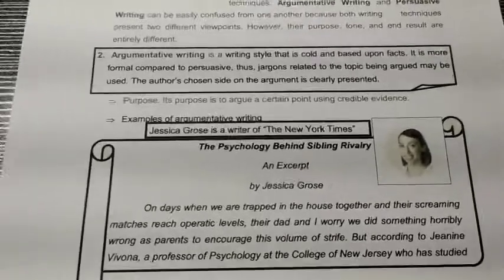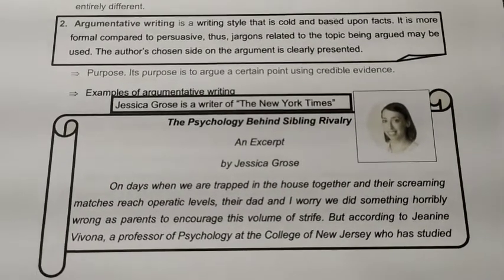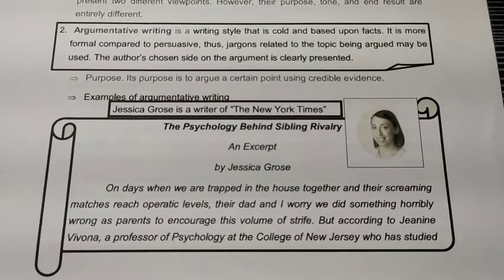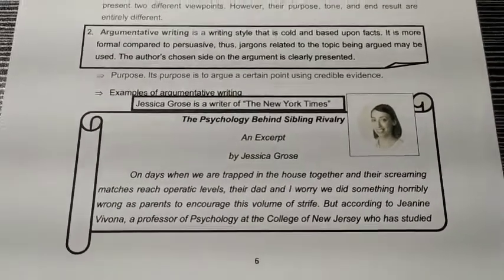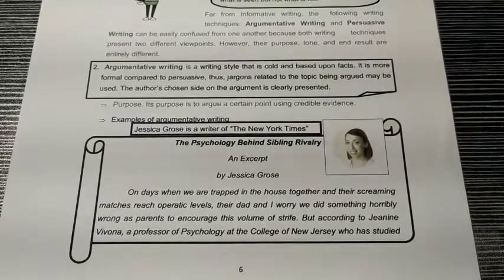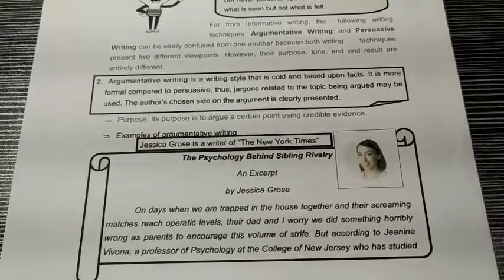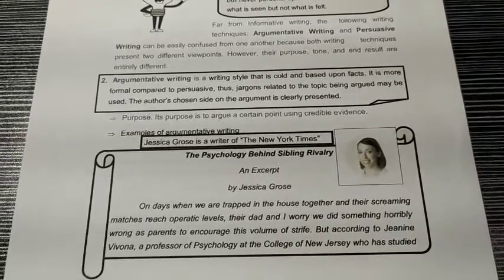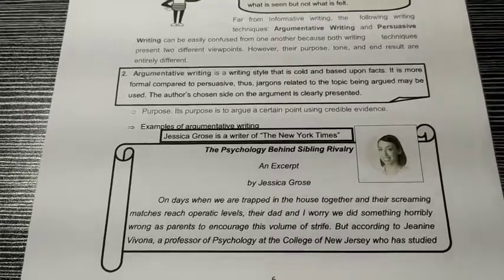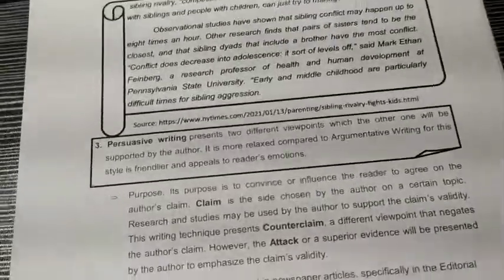So we have examples of argumentative writing, an excerpt also, the psychology behind sibling rivalry. So there is a point here, because maybe some of the situations included in this excerpt will not be really universal or true to all. Maybe for most of the siblings are really experiencing it, but maybe for some, not. So the last one will be the persuasive writing.